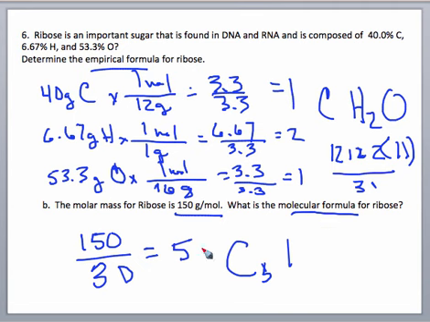Alright, I'm having some pen issues again. This happened the last time. That's supposed to be H10, and then the oxygen is 5 also. Alright, I'm going to have to pause this and start again.